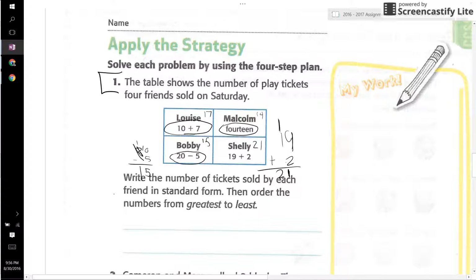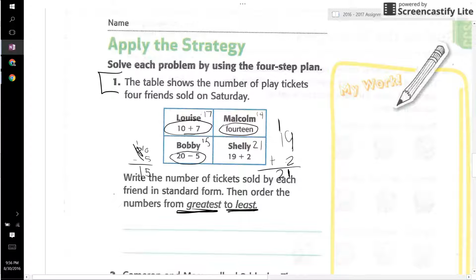So the question is, write the number of tickets sold by each friend in standard form, then order the numbers from greatest to least. So I know how much each person sold. Now I need to put them from the biggest to smallest, rather. So from greatest to least.